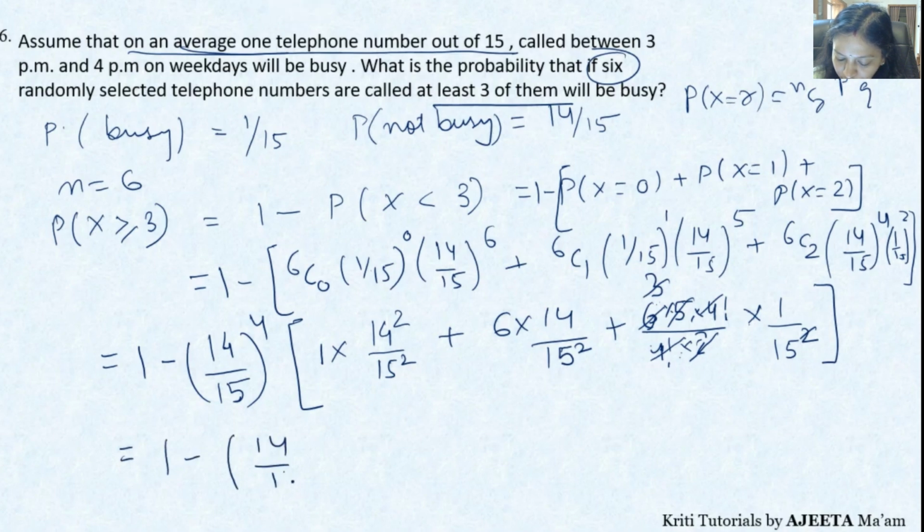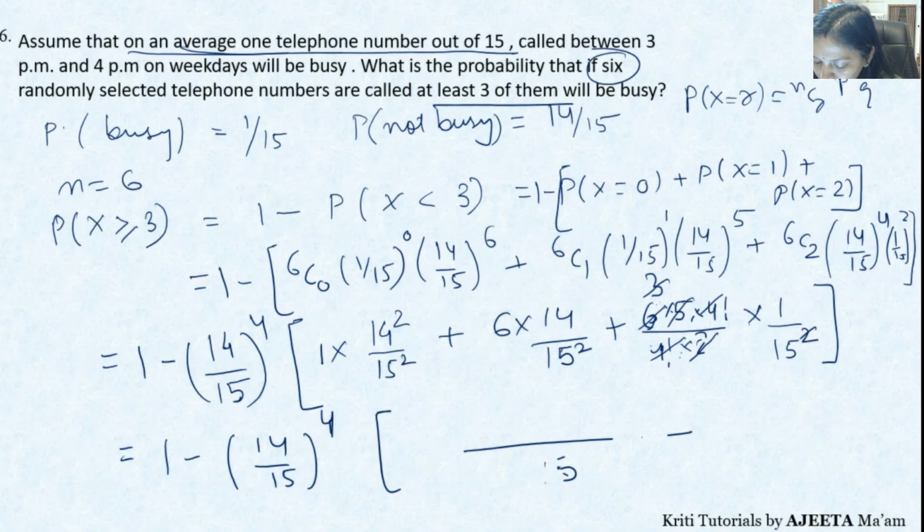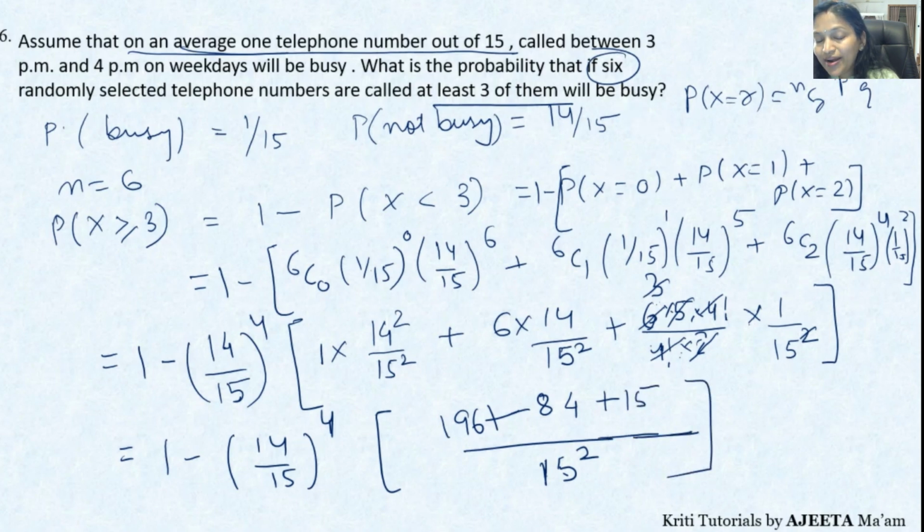So 14 upon 15 whole to the power 4. Now 15 square is your LCM. So 1 into 14 square. So 14 square you all know 196. I write it directly, 196 plus 6 into 14. What will you get again? So that will be simply 84, right? So here what do you get? 15, correct? So this is what you have. So 196 plus 84 plus 15 is how much that you have to calculate.